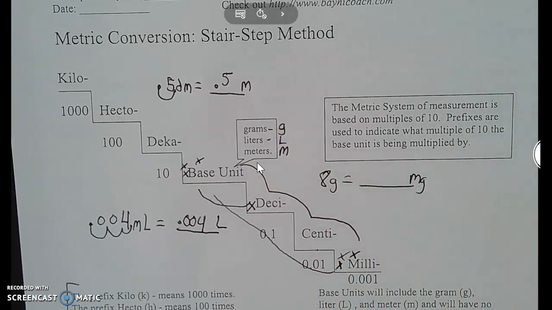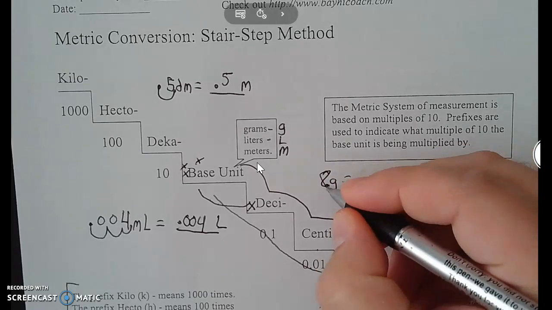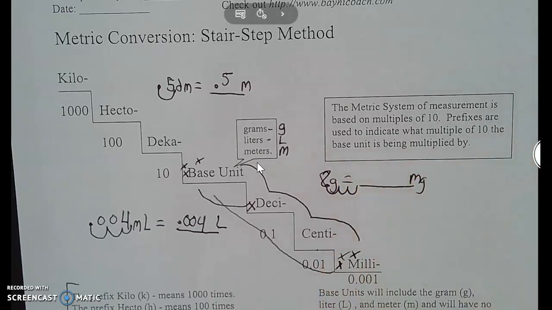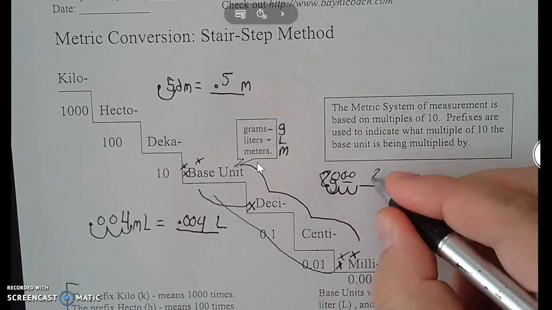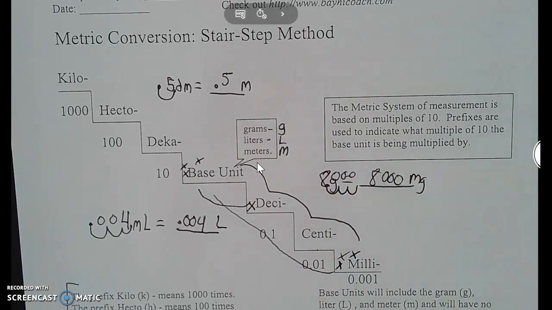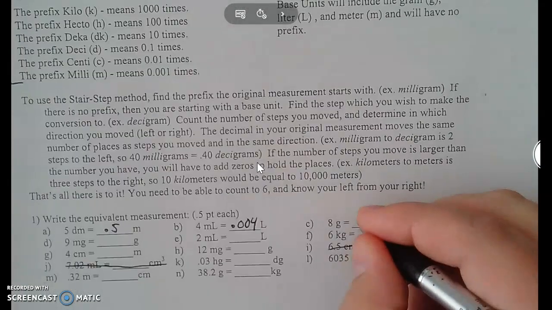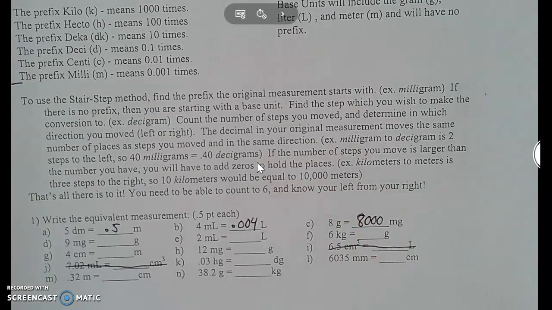Grams to milligrams. My decimal goes at the end if I don't have it already. I'm going to move 3 to the right. 1, 2, 3. Since those are all blank spaces, that would be 3 zeros. My answer is 8,000 milligrams. So on here, 8,000 milligrams. Okay? I'm going to let you guys solve the rest on there.